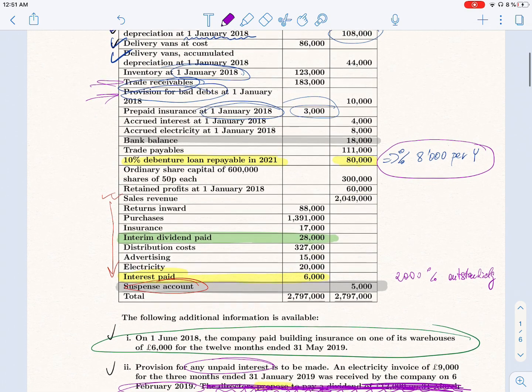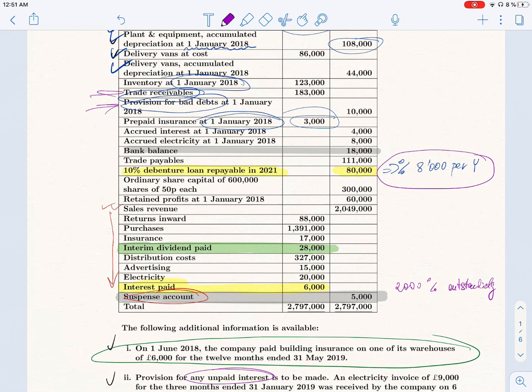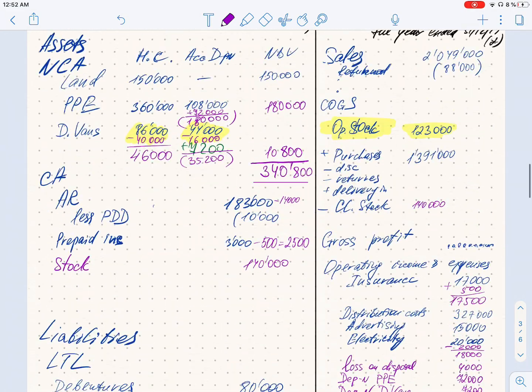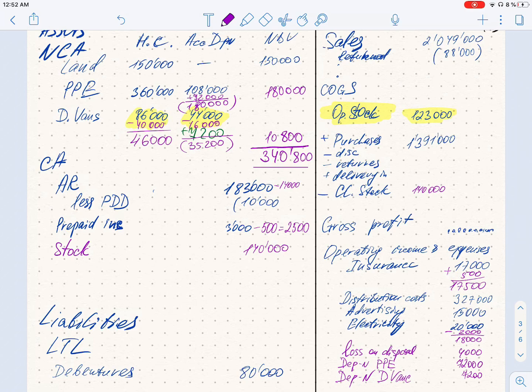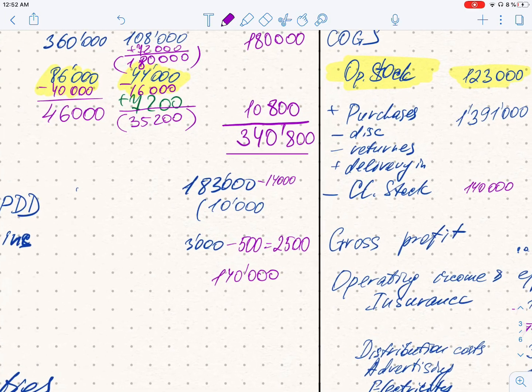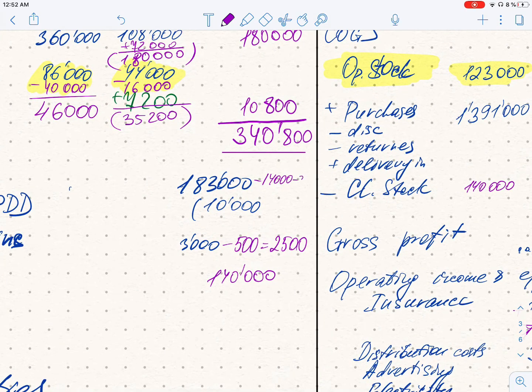But in trial balance, we had 10,000. So we have to decrease that provision, increasing our profit for the year. So in order to decrease provision on bad debt, I will repeat our calculations here. So we have to deduct 9 here. The final amount of accounts receivable would be 160.